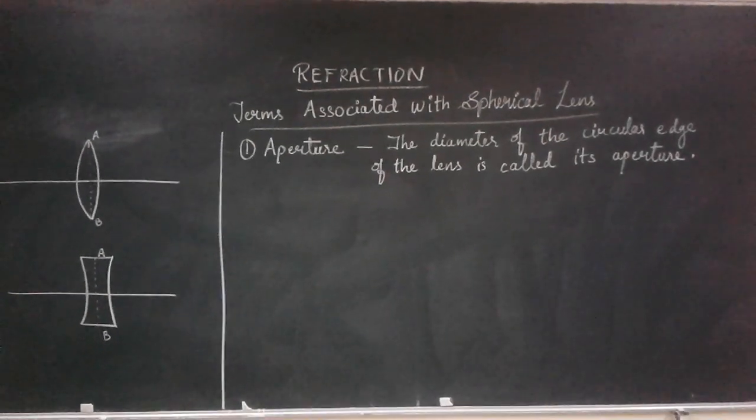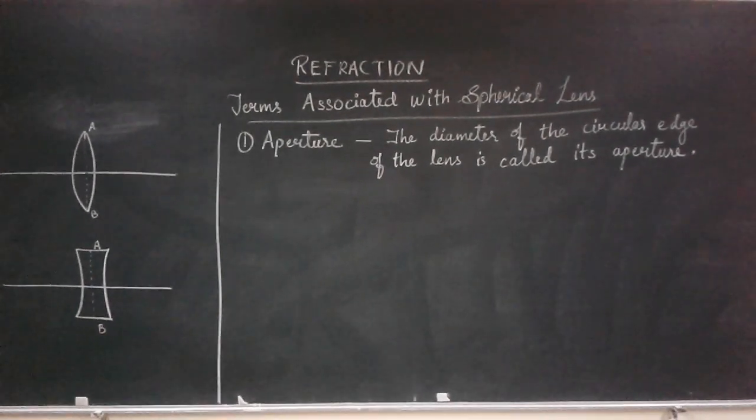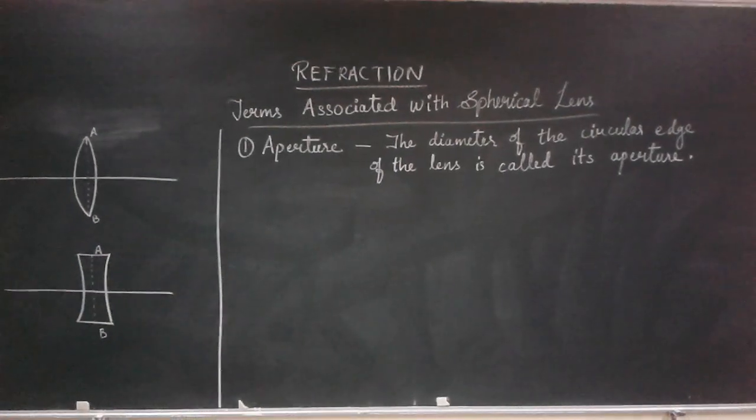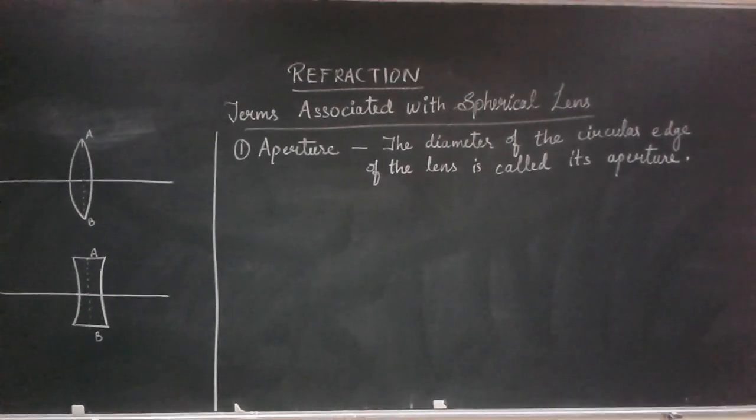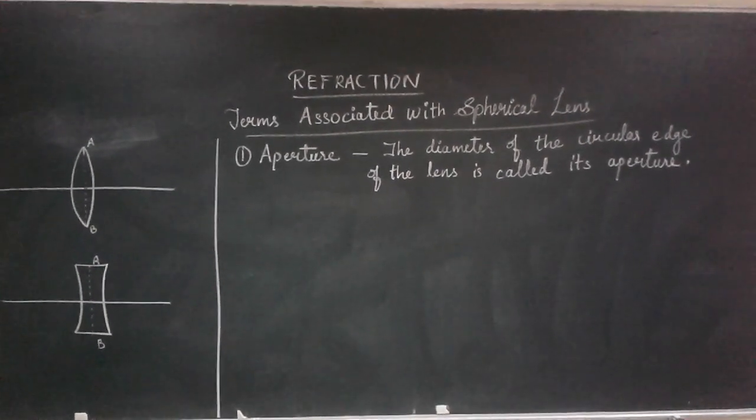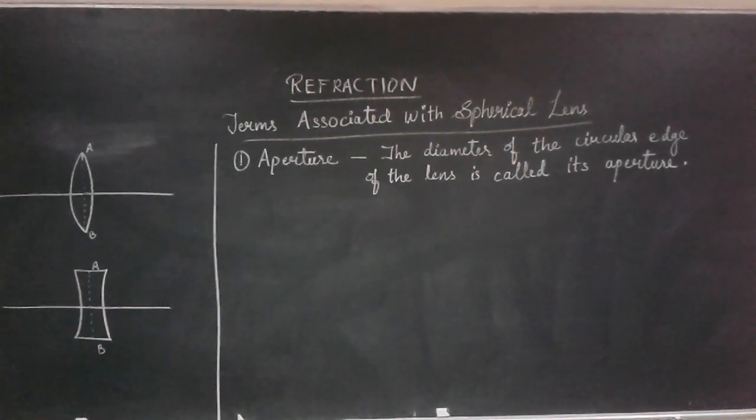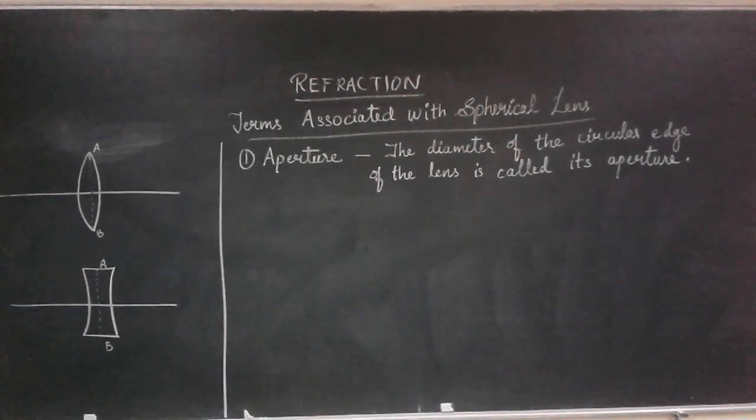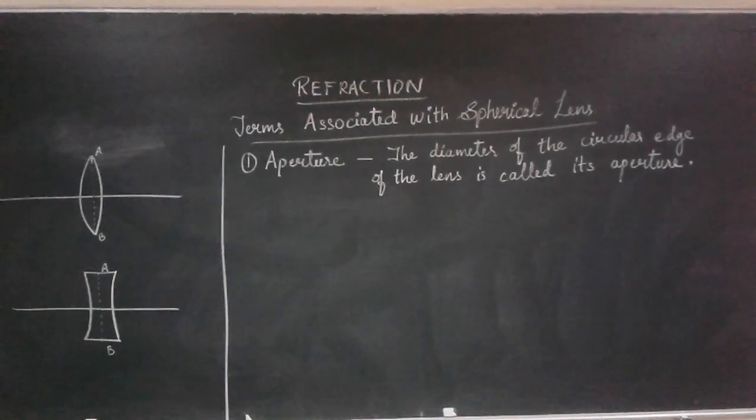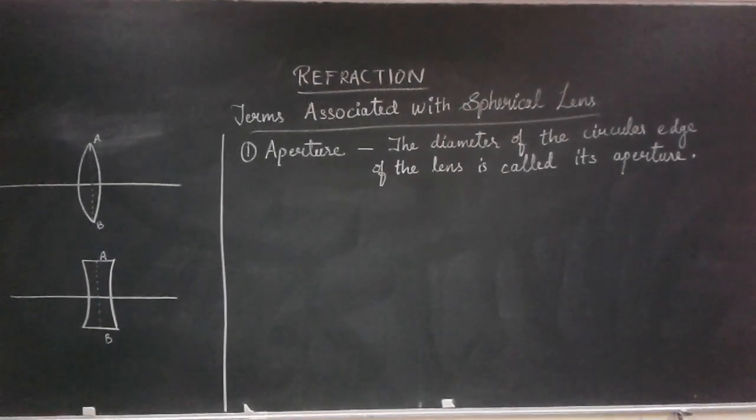Hello students, in this video we are going to study about the terms associated with spherical lens. The first term is aperture. As you can see, I have written the diameter of the circular edge of the lens is called aperture.